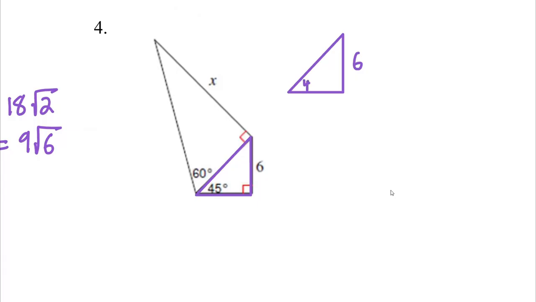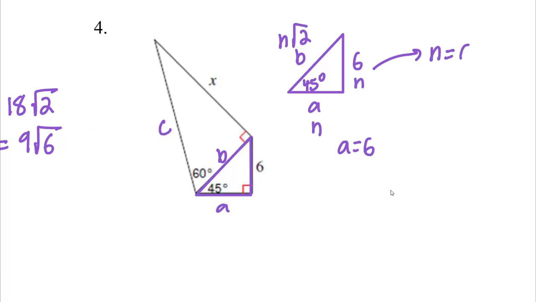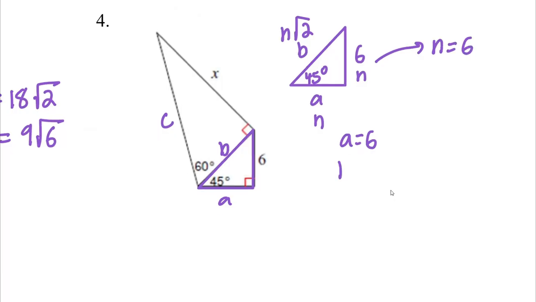We know that this is 6, and that this is a 45, 45, 90. So again, this is n. I'm going to label these, sorry, I forgot: A, B, C. We'll call this A and this B. We know that this is n, and this is n root 2. So what is A? 6, because from this side we know our n is 6. So A would be 6, and what would B be? 6 root 2.